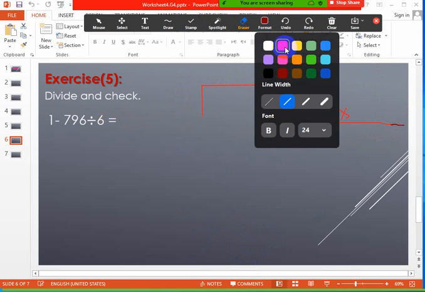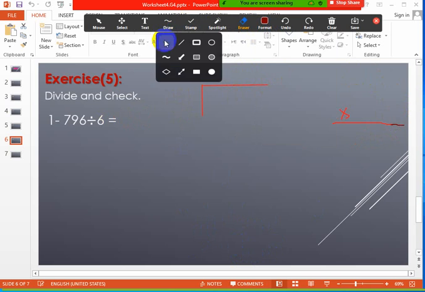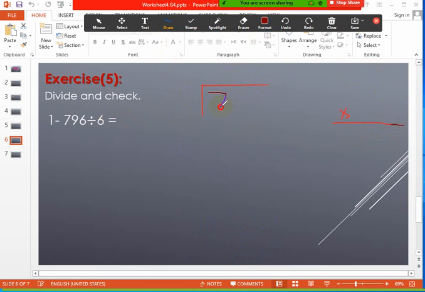Okay, now I will write the number, which is 796 divided by 6. Okay, now Duha, open the mic and help me to divide the 7. Can I divide 7 by 6? Yes, 7 is greater than 6. That means the first digit in the quotient will be what?